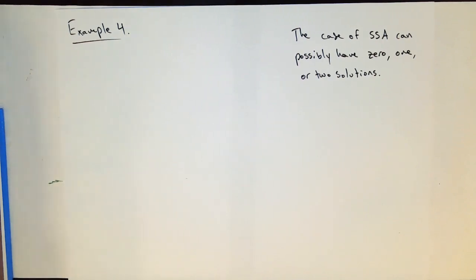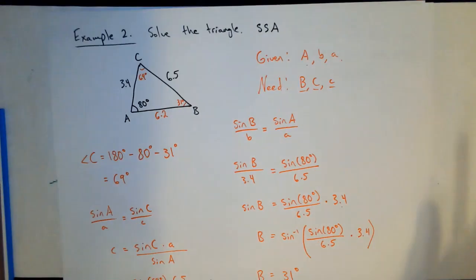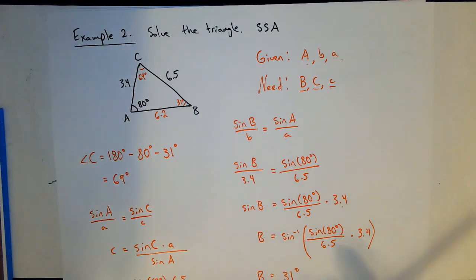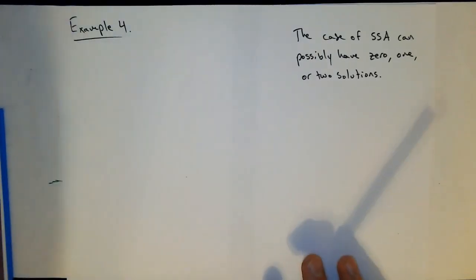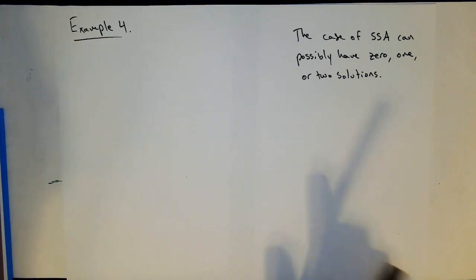You can have 0 solutions if it's not possible to build a triangle out of the given data. You can have 1 solution, which is the nice normal version that you don't even know anything's wrong, like in example 2. Or you can have 2 solutions if the data can actually build 2 different triangles, based off of the way it's oriented, or the length of the sides and the angle. So let's look at, what should we do first? We'll do the 2 solution case.